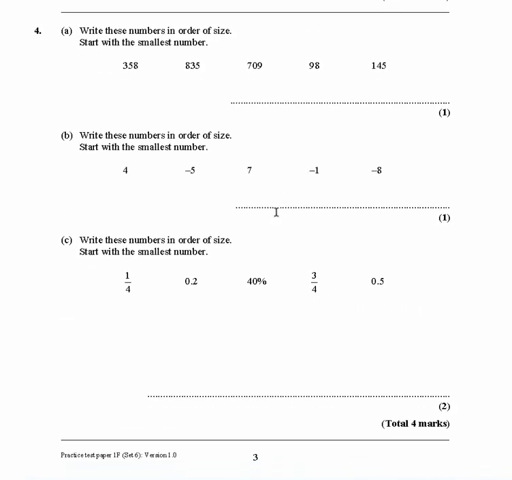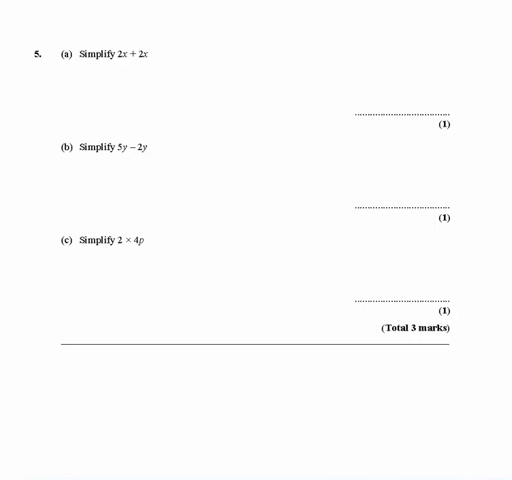Question 5, whoopsie daisy. Question 5, 2x add 2x. How many x's have you got? When you add them together, how many x's do you have? 5y subtract 2y. How many y's have you got? If you take away 2, how many have you got? Simplify 2 times 4p. Okay, so what's 2 times 4? P.